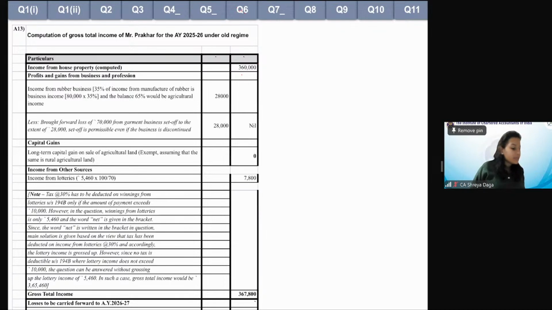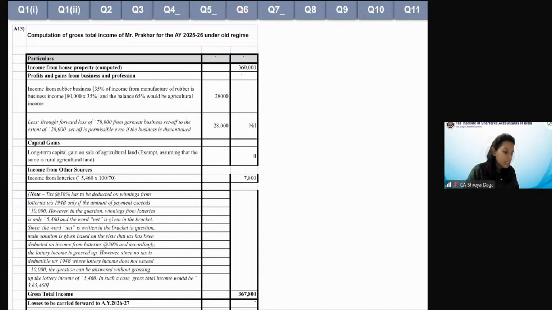Okay, Mr. Prakhar, question number 13. He has income from house property and he's shifting out of default regime. So old provisions. He has income from house property, which is computed, so you don't give further reductions. He has short-term capital loss on shares. He has long-term capital gain on sale of agricultural land. So short-term loss, adjustment possible with long-term.